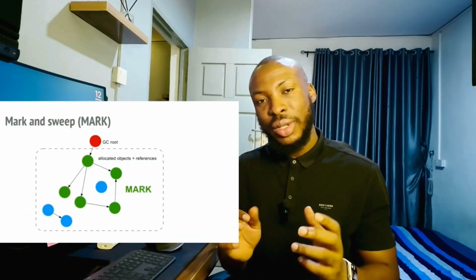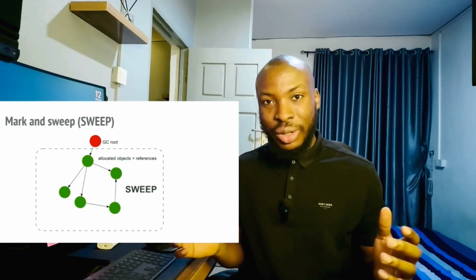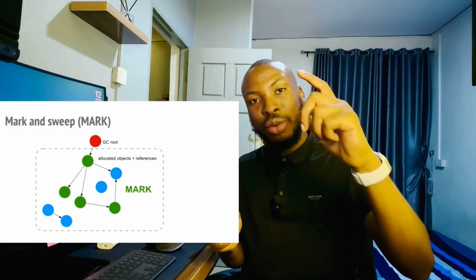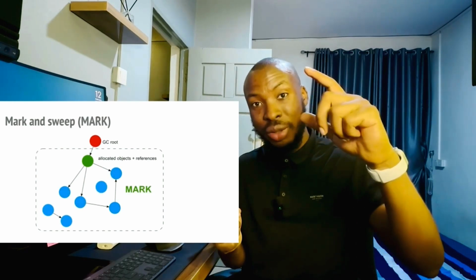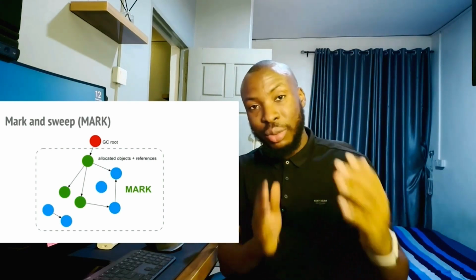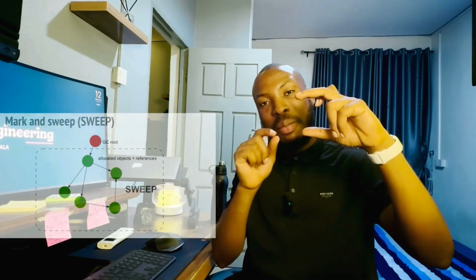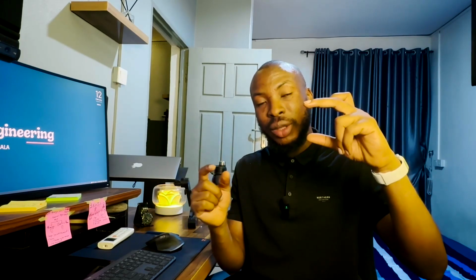So in the marking process, what the garbage collector basically does is to go to the root node of your program, which is basically your process. Your program is running a process. So it goes to the root node of the process and then it begins to mark all of the resources, which are your objects, all of the objects in the memory that are reachable to the process, that are attached to the process. So it begins to mark every one of them.